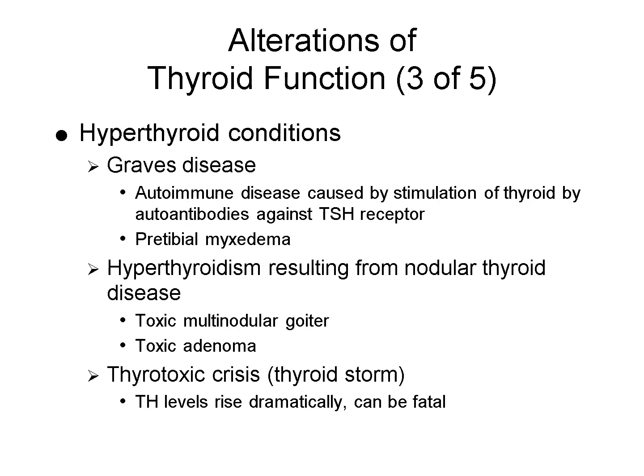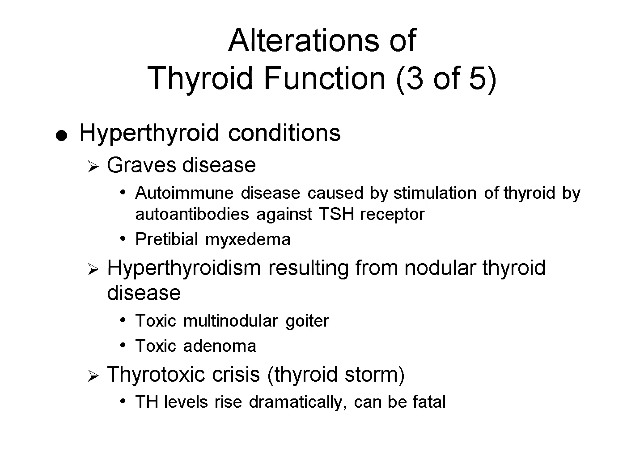The most common cause of primary hyperthyroidism is Graves' disease, an autoimmune disorder where antibodies stimulate the TSH receptor. This leads to unregulated overproduction of thyroid hormones. Associated findings include pretibial myxedema and sometimes exophthalmos or bulging eyes.